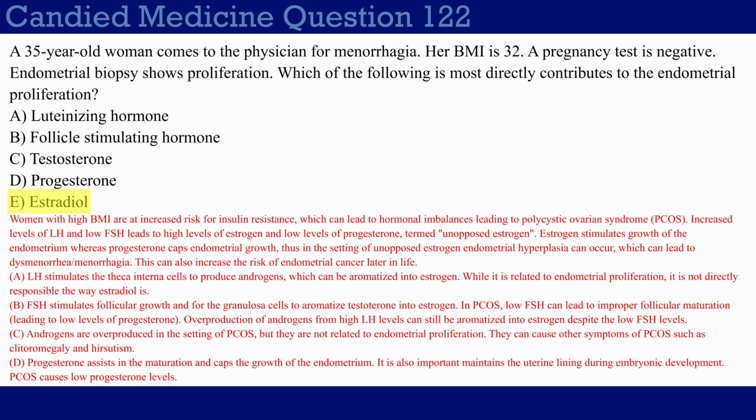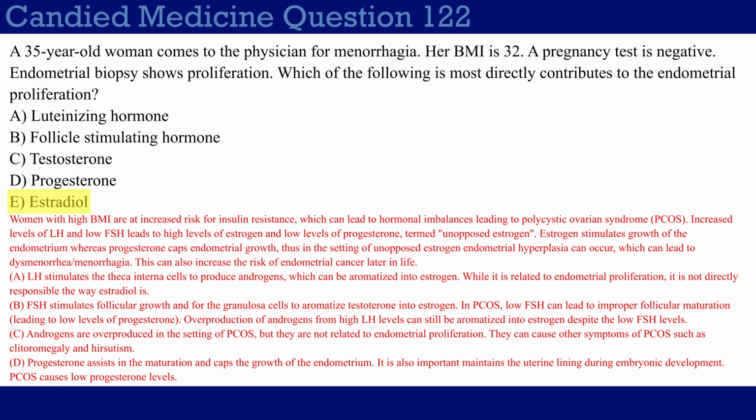You need to know that LH stimulates the theca interna cells to produce androgens, and then FSH stimulates the granulosa cells to aromatize those androgens into estrogen. So once again, in PCOS, you have high LH and low FSH. So that means the LH is stimulating the theca interna cells to make lots and lots of androgens.